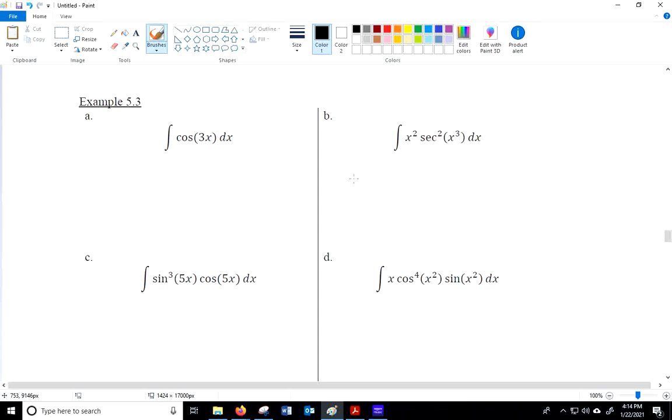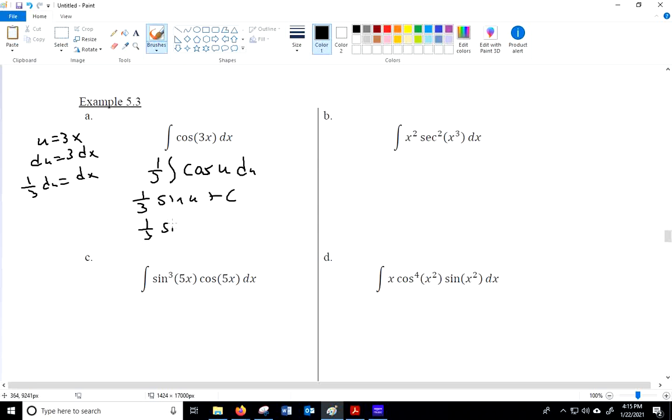Okay, the integral of cosine of 3x dx. This is the kind of thing you're going to see a lot. Again, I want you to get really quick at doing this. The u substitution is u equals 3x. So du is just 3 dx, so 1/3 du equals dx. So that makes it, after the substitution, just 1/3 cosine u du. So the integral is 1/3 sine u plus c. So 1/3 sine of 3x plus c. You can see how that 3x results in a 1/3 on the outside.